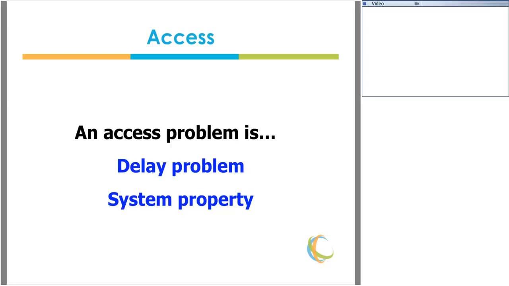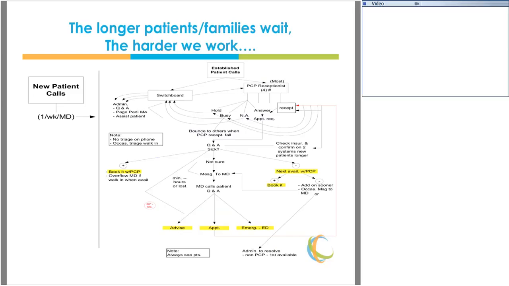So an access problem is a delay problem, and it tends to be a system property. It's not about bad staff or overly demanding patients. It really is how we've designed our system over the years, perhaps unwittingly, but nevertheless part of our design. One of the things that we observed early on, and we see this, frankly, wherever we go, is the reality is the longer patients and families wait, the harder we work.